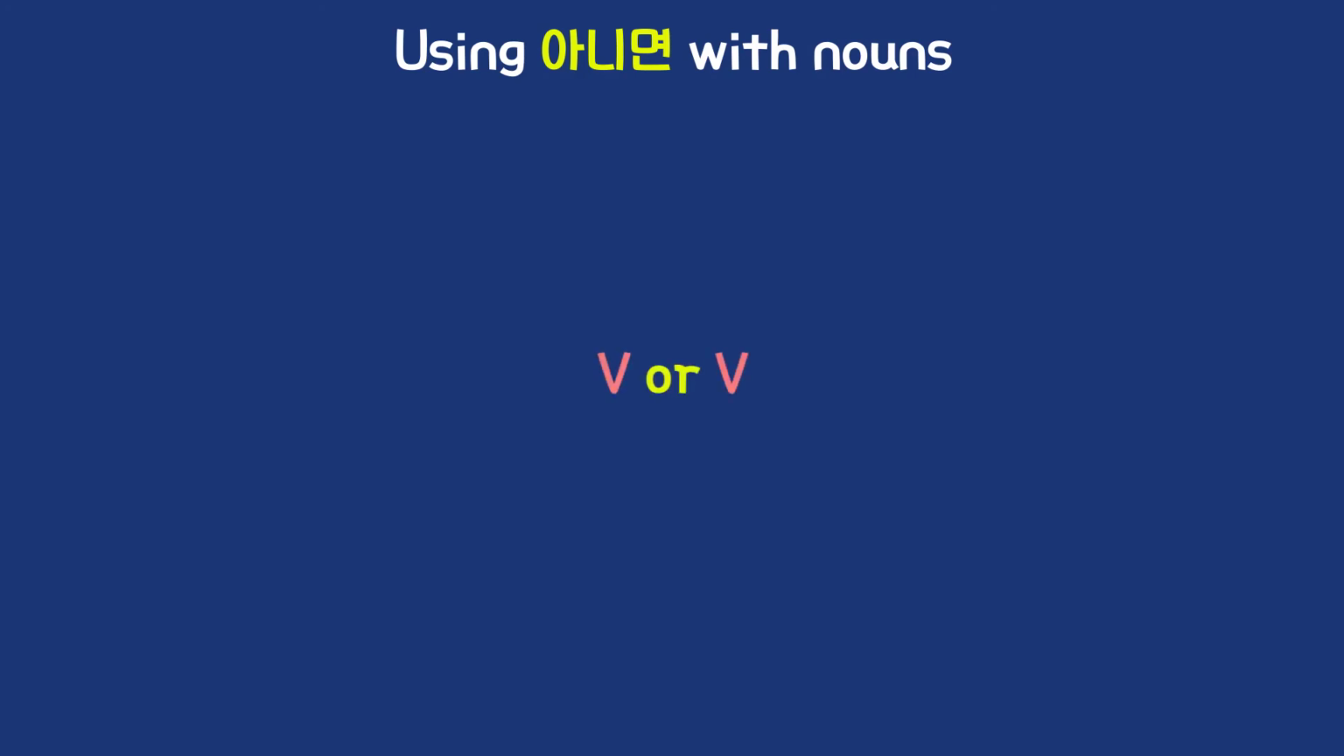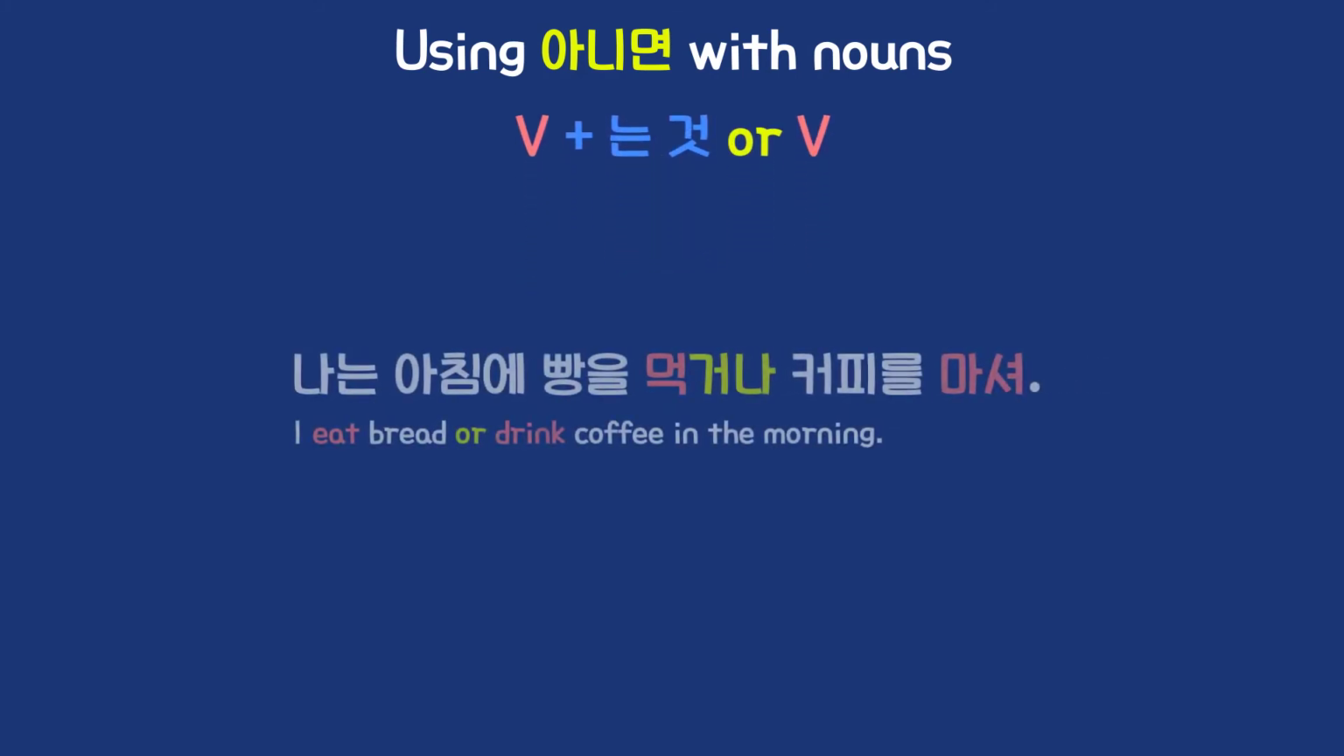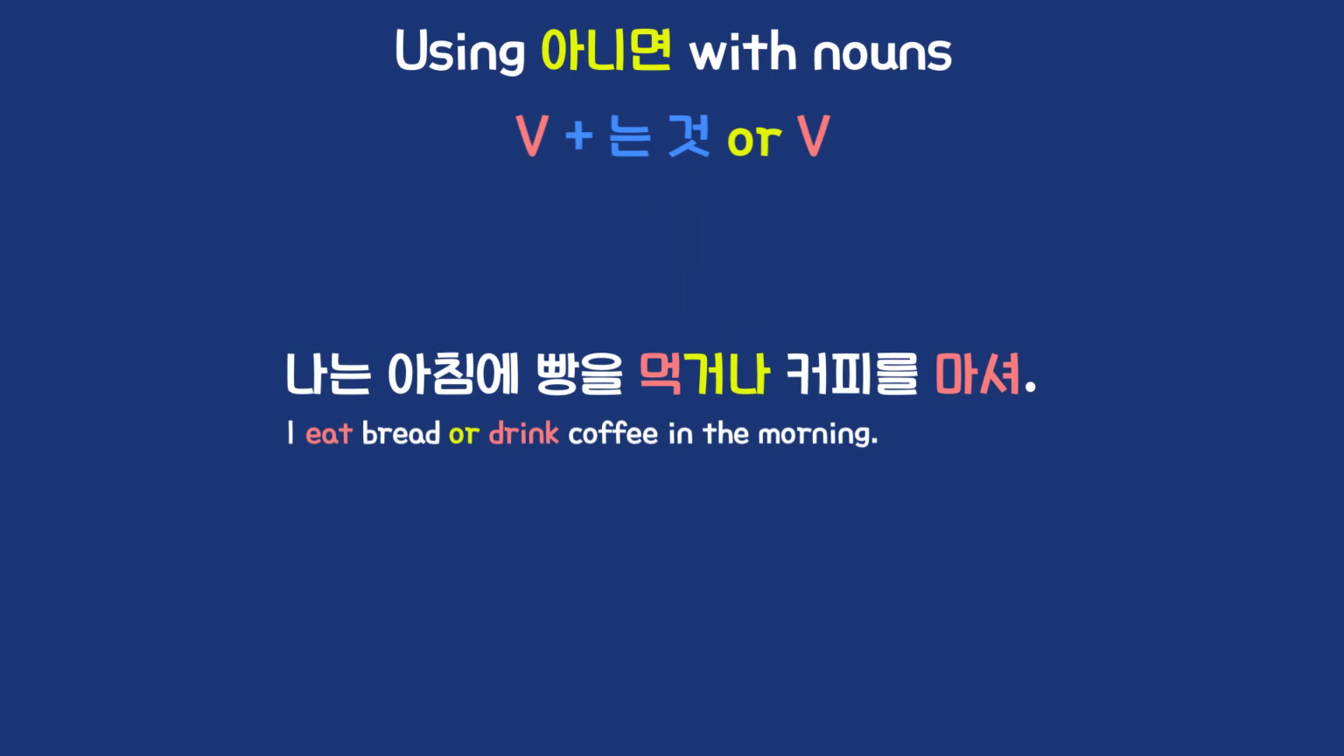Now, 아니면 can only be used with nouns, but if we want to provide two actions as choices, we have to change the first verb into a noun form. And one of the ways we can change verbs into nouns is by adding 는 것 to the verb stem. So if we consider this sentence from earlier, we can change the first verb 먹다 into its noun form 먹는 것, which is pronounced as 먹는 거 in everyday speech.